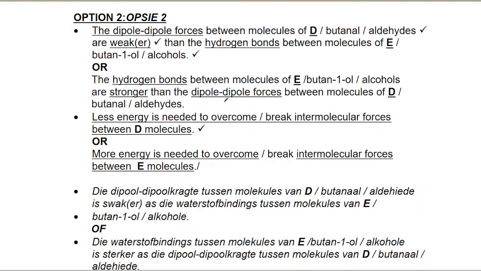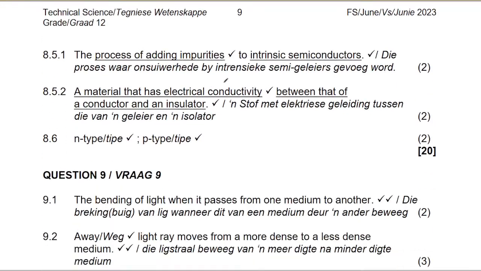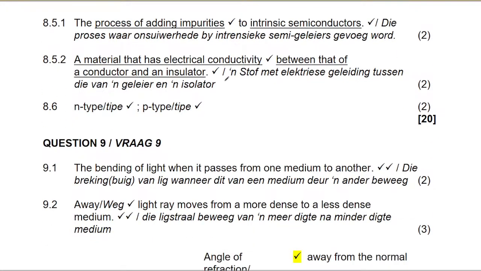8.5, Mr. Nambane. In electronic devices, doping is an important part for consideration. Semiconductors are also used widely in most devices. Define the following. 8.5.1, define doping. So we are going to define, this is part marking, the process of adding impurities to intrinsic semiconductors. That will be the second mark. 1 mark for the first part, and then 1 mark for the second part.